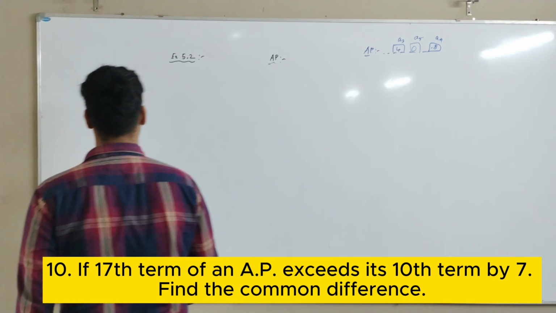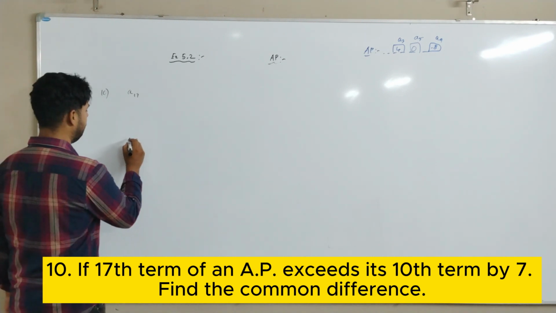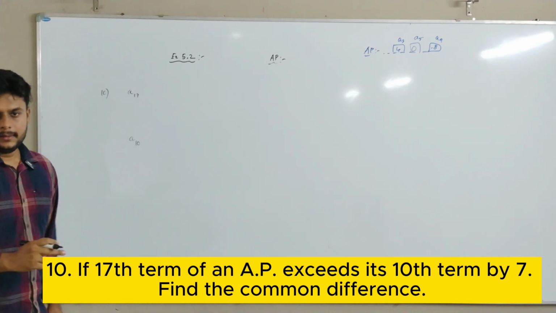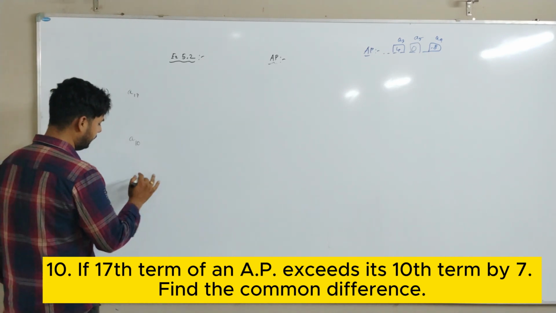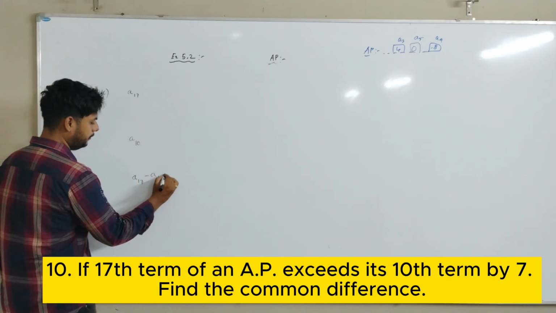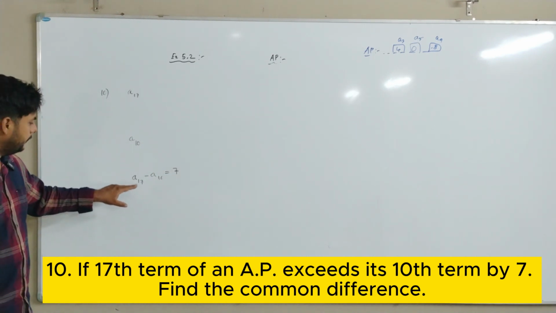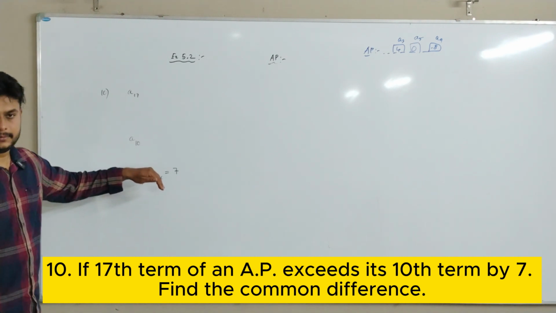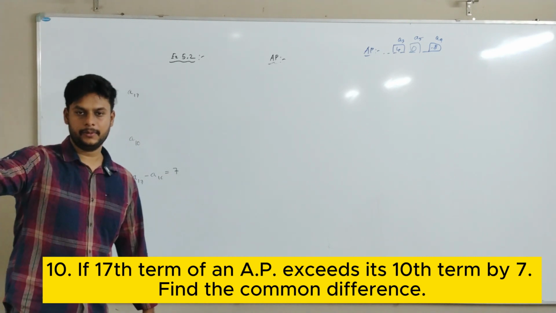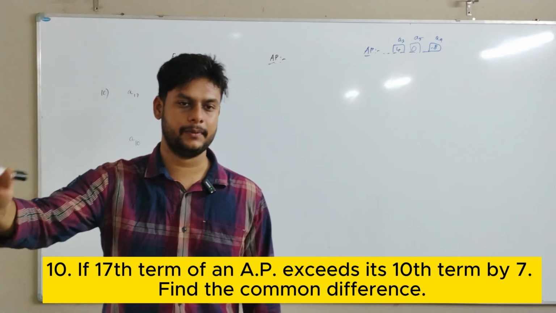So the 17th term of an AP exceeds the 10th term by 7. I will write one basic equation, okay? 17th term exceeds its 10th term by 7. Is this equation correct? It is like saying Praveen exceeds, I don't know his name, a student's marks by 7 marks.